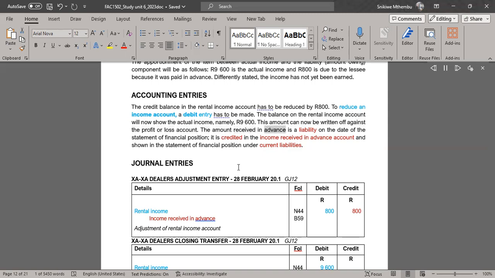The amount received in advance is a liability on the date of the statement of financial position. It is credited in the income received in advance account and shown in the statement of financial position under current liabilities. Journal entries. XAXA Dealers Adjustment Entry, 28 February 20.1 GJ12.